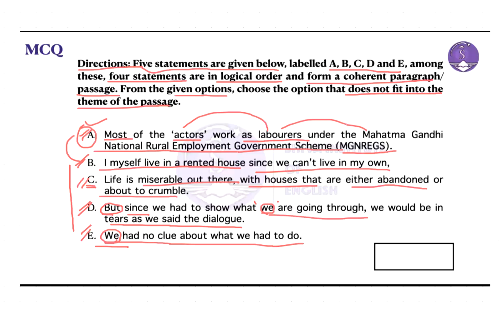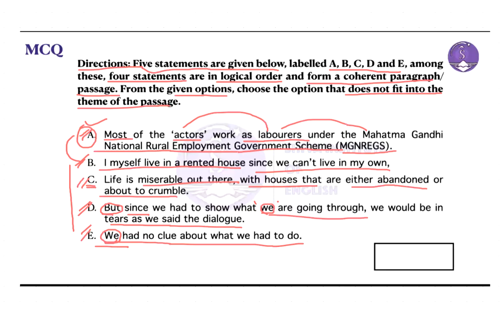Statement C provides further details about the challenging living conditions. Those individuals made a kind of statement: life is miserable out there, with houses that are either abandoned or about to crumble. Now this leads to challenging living conditions, specifically the dismal state of houses that are either abandoned or on the verge of crumbling. That is what option C stated.